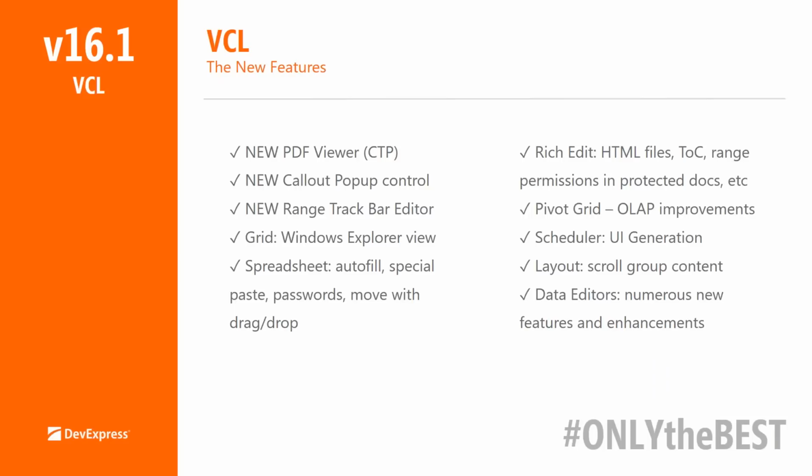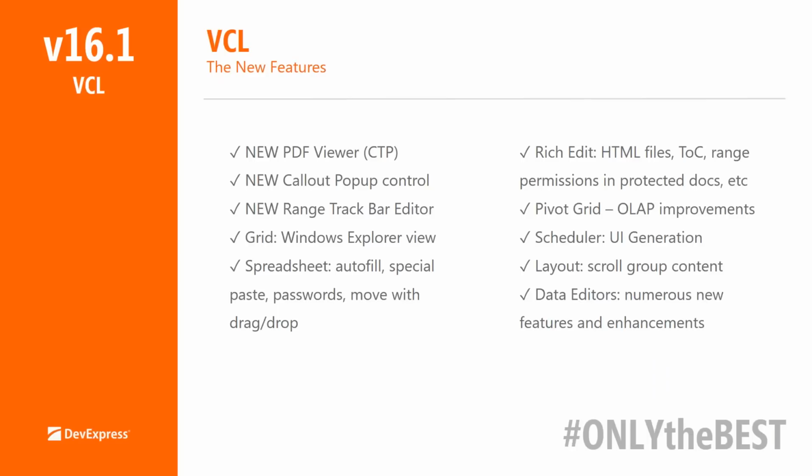Now, the new features in VCL for this particular release include a new PDF viewer control. This is in Community Technical Preview, or CTP. It's a grand name for a beta. We're essentially saying, hey, there's this new control here. Take a look at it, play around with it. It's not fully finished yet. All the features have not been added, so beware about that. But it's there. This is a direction that we wanted to go in, and we'll be seeing more of that in a moment.